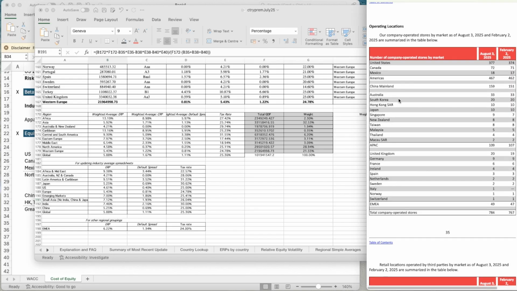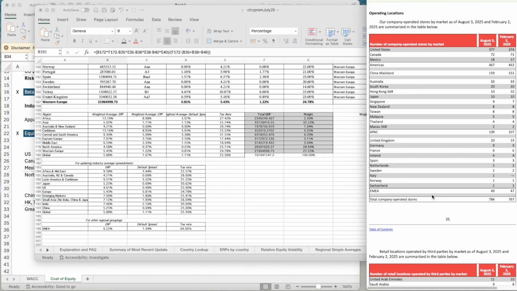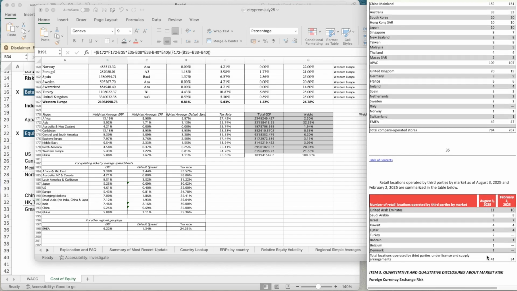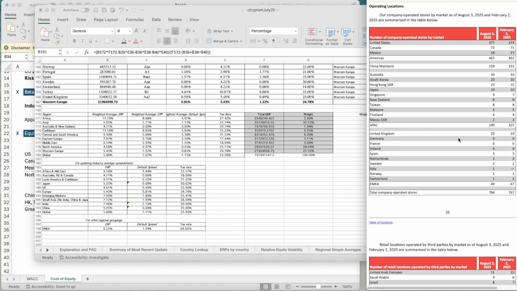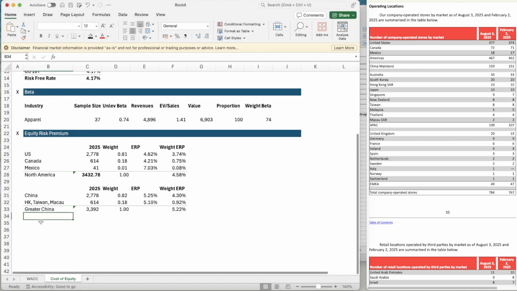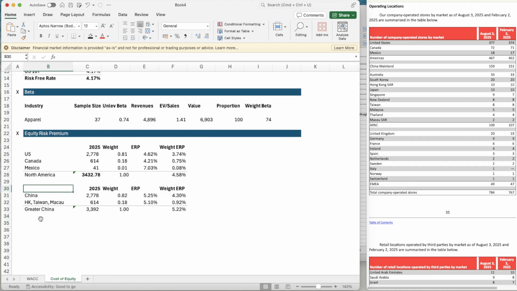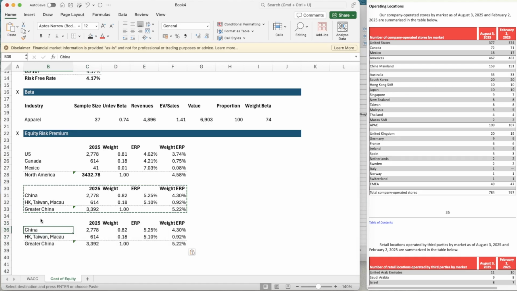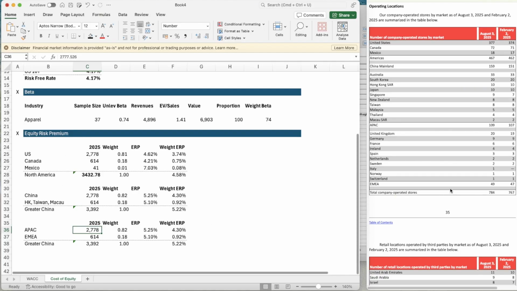Okay, so in APAC, they have 109 stores. Europe, it's 49. The Middle East, so it's pretty much 50-50. But let's call it 0.55 for APAC and 0.45 for EMEA, and then let's do it that way. So APAC, EMEA, and if we need to go back to page 19.